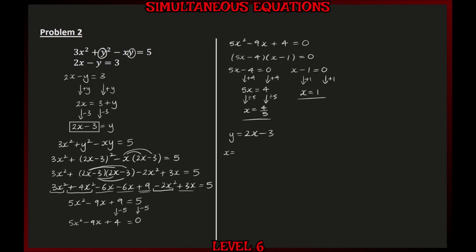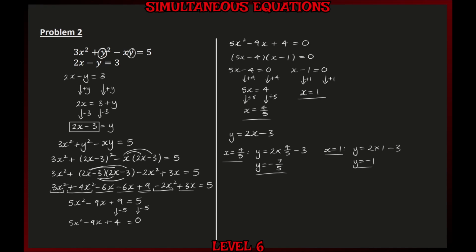So starting with when x is equal to 4/5, this becomes y is equal to 2 times 4/5 minus 3, which gives us y is equal to minus 7/5, or minus 7 over 5. So these two make our first pair. We can now look at what happens when x is 1. So the equation becomes y equals 2 times 1 minus 3. 2 times 1 is 2, minus 3 is minus 1. So y equals minus 1, and these are our second pair.